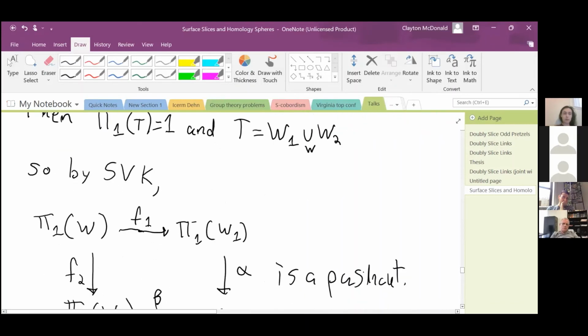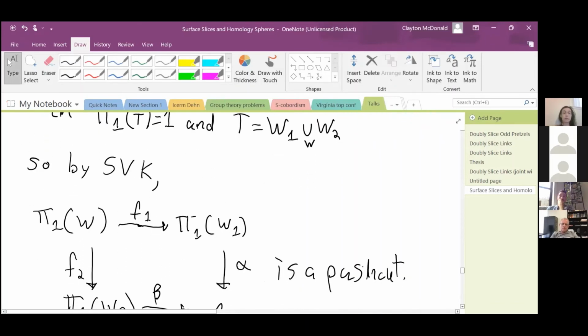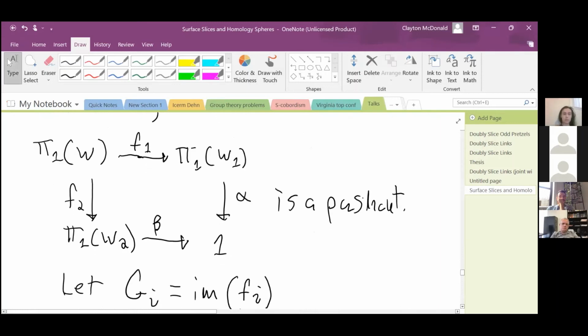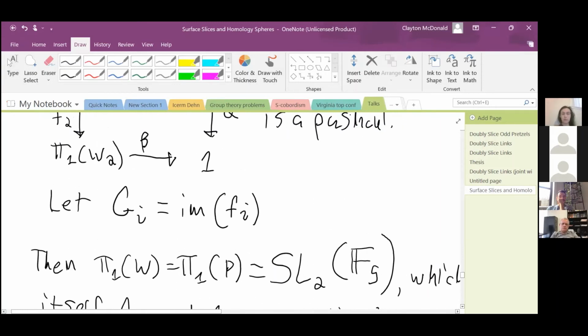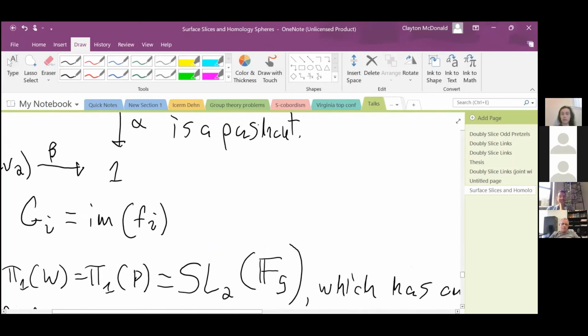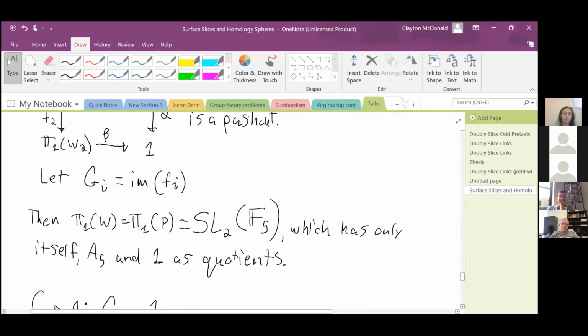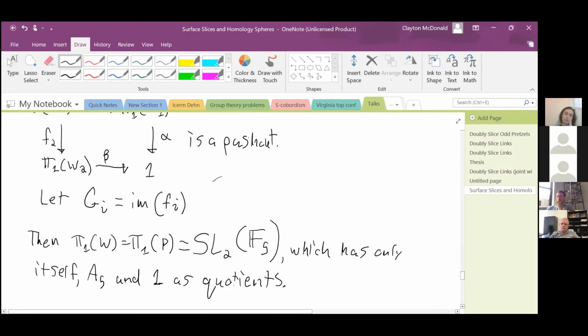And so the final point here is that pi1 of W, which is pi1 of P, the Poincare sphere, has a really small fundamental group, and that'll be important. Again, pi1 of P is just SL2(F5), which only has itself, A5, and 1 as quotients. So really, the last part of this theorem is just going to be a case analysis on Gi, which again is the image, which we know has to be a quotient group.